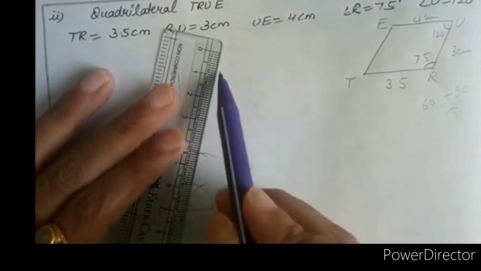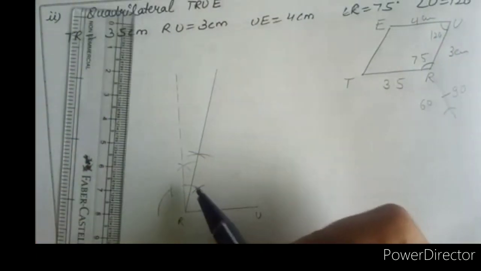The 2 points as center, draw 2 arcs. Using the scale, draw a dark line. It is our required angle, 75 degree.